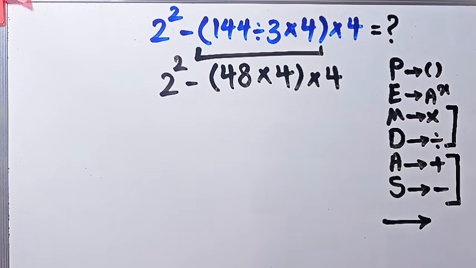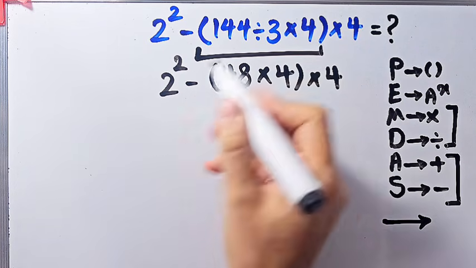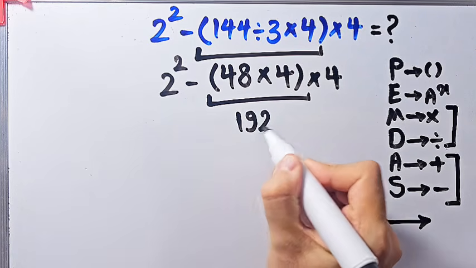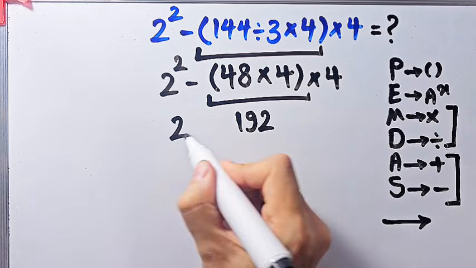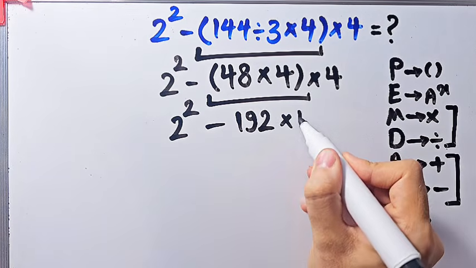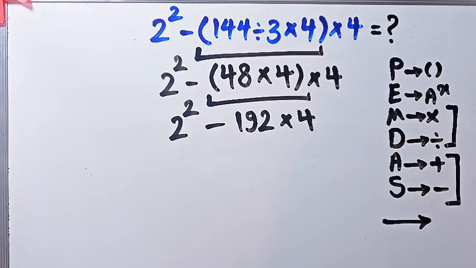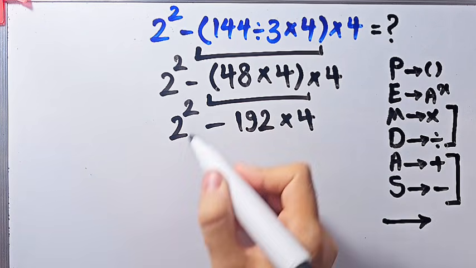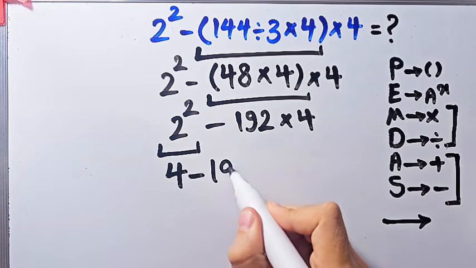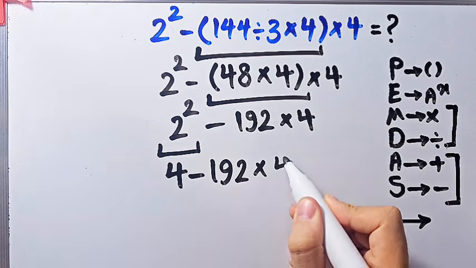Now we have exponents, subtraction, parentheses and multiplication. Again, according to the PEMDAS rule, first we simplify these parentheses. 48 times 4 equals 192. Now the question is 2 to the power of 2 minus 192 then times 4. Now we have exponents, subtraction and multiplication. In this step, we simplify this exponent. 2 to the power of 2 equals 4. We have 4 minus 192 then times 4.